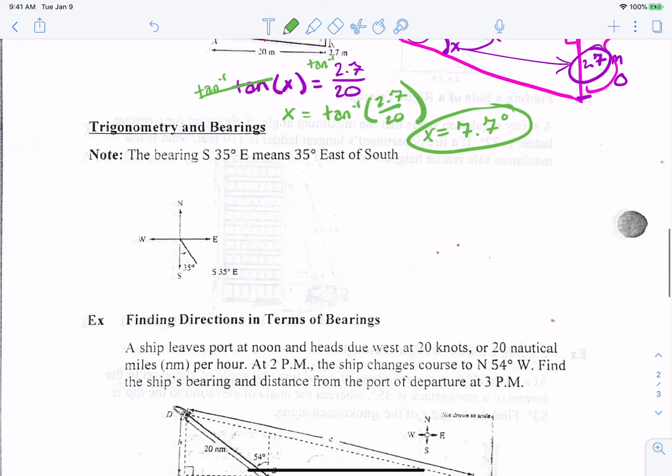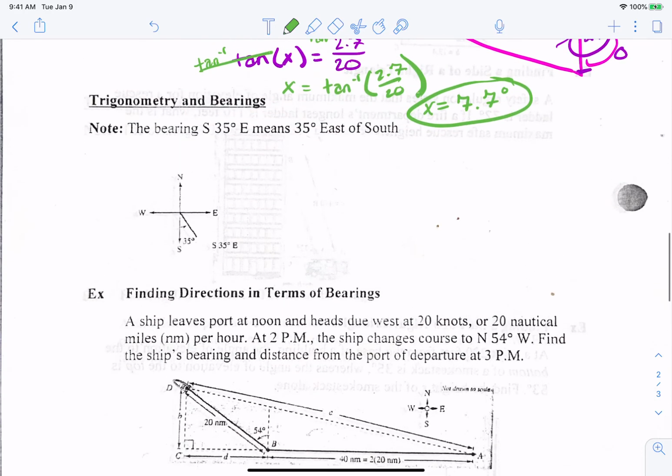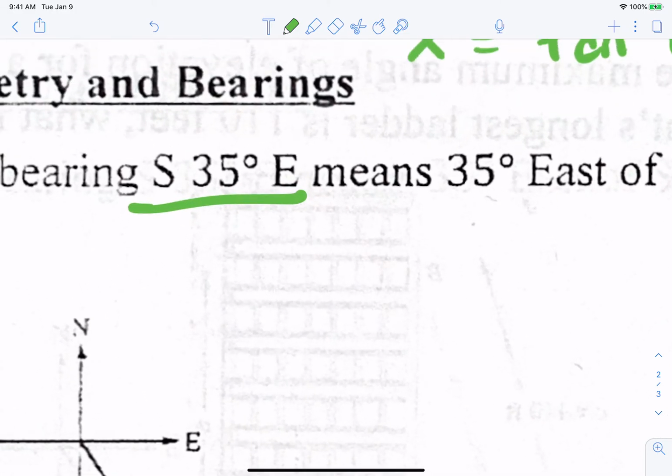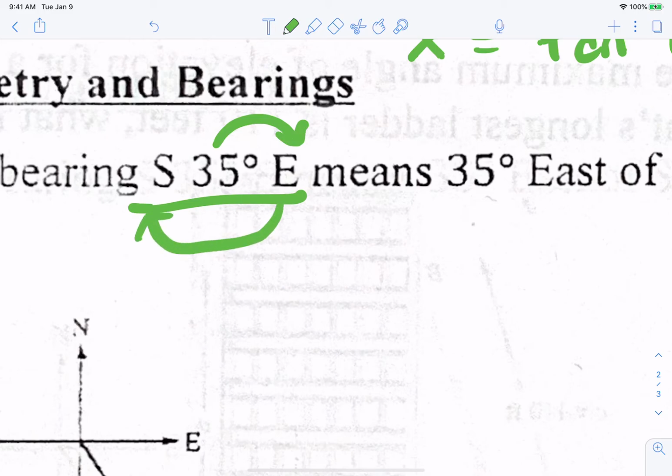Physics people probably had this before. Oh, there's only one example left. Bearings. South 35 east means 35 degrees east of the south direction. So you read it kind of backwards-ish. It's 35 degrees east of the south direction.